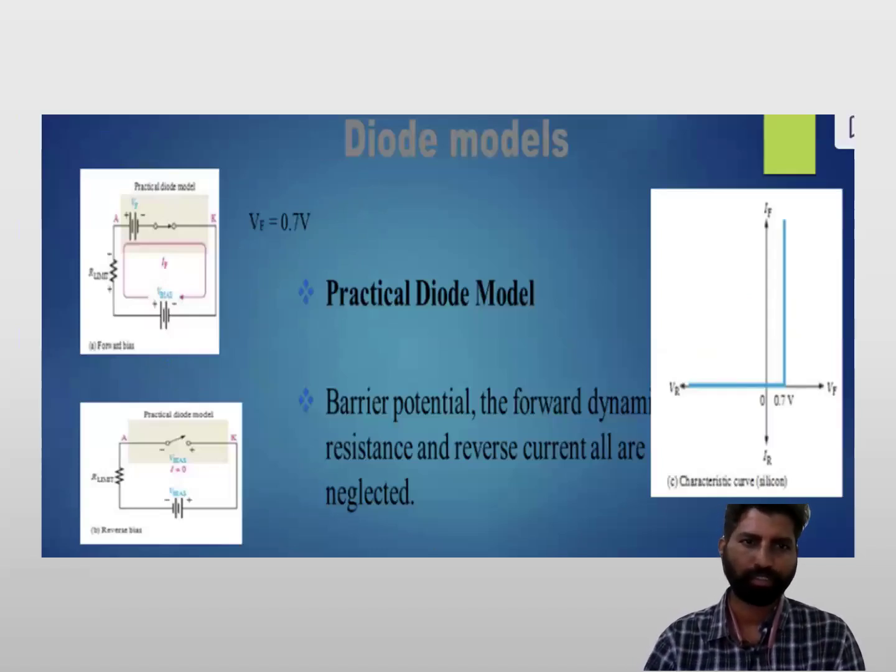In the practical diode model, you can see a similar condition. Again, in the forward bias condition, it goes to 0.7 and we get the same current as the ideal diode. And for the reverse bias condition, the barrier potential, the forward dynamic resistance and the reverse current are all neglected, so that the current you are getting is zero.